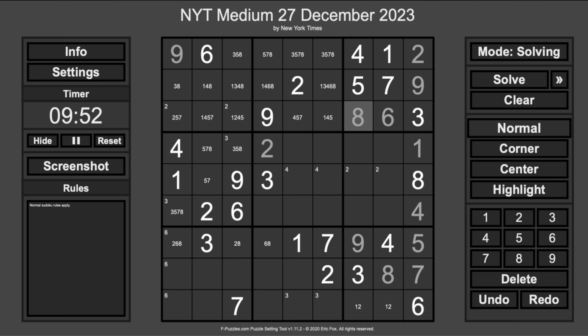Let's see. I've got 3, 4, 5, 8, 9. I need 1, 2, 6, and 7 for column 7, but the placed 1 in box 6 rules out 3 of the 4 remaining cells. So I know that cell's a 1. This is a 2.